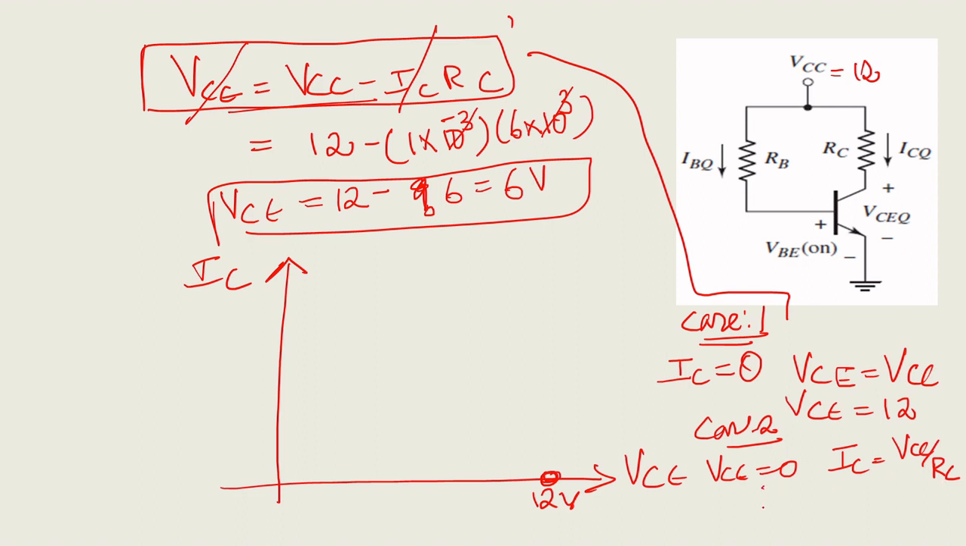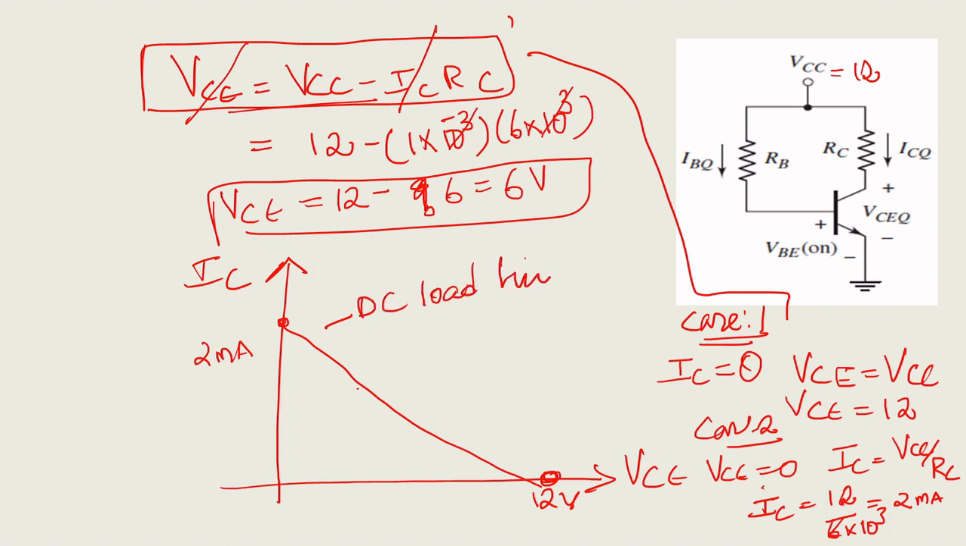So what is the VCC? 12. What is the RC? RC is 6 kilo ohm, right? So if you cancel, what do you get? 2 milliamps. That's all. So you get 2 milliamps. Now you connect this. So this is called the DC load line.